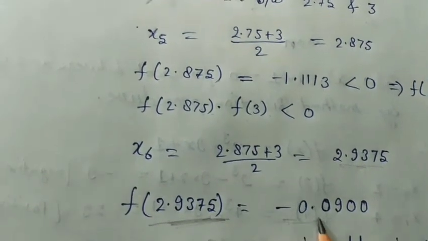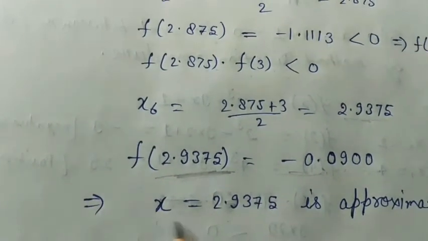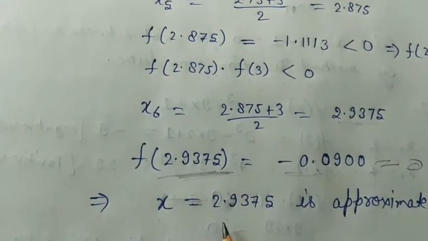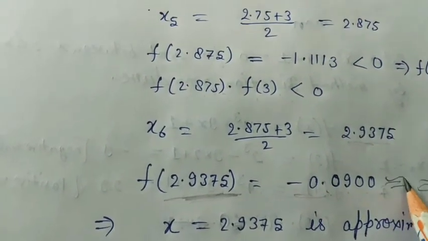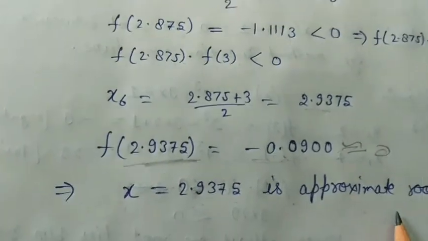The value of f(x) at 2.9375 is minus 0.090. So f(x) is approximately equal to 0, so x equal to 2.9375 is the approximate root.